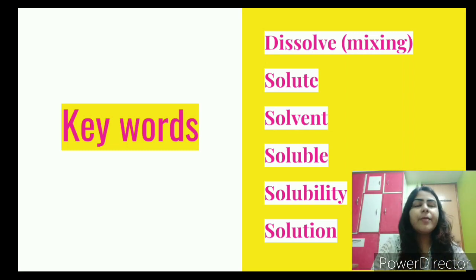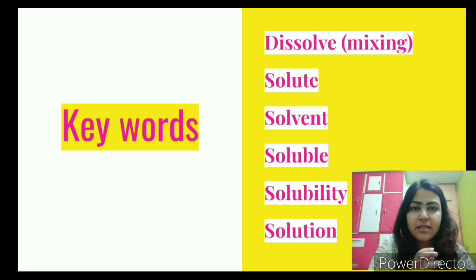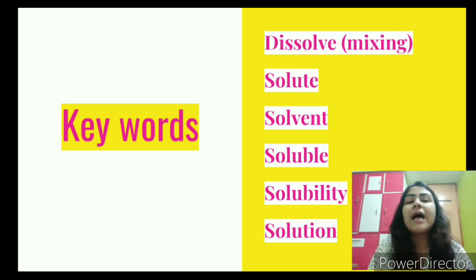Now you see, children, what is solute? The substance which gets mixed. In this case, we were talking about salt and sugar, right? So the salt and sugar which is getting mixed is called what? It is called as solute.